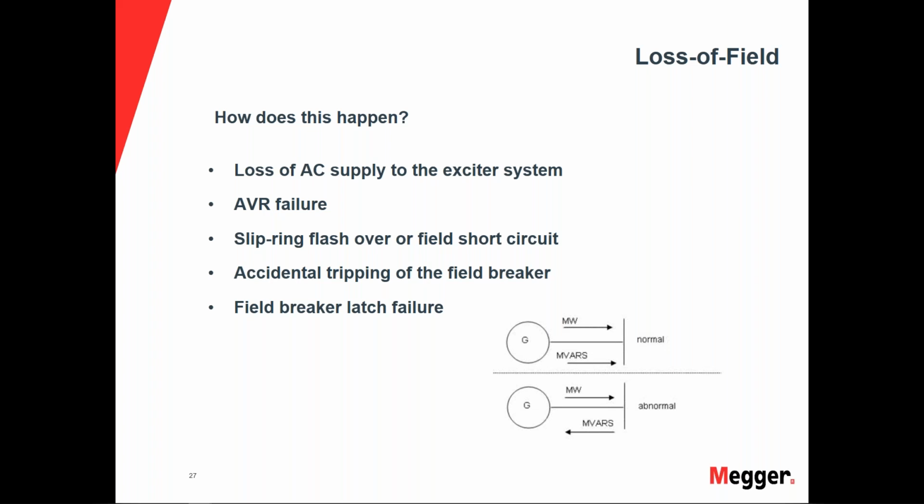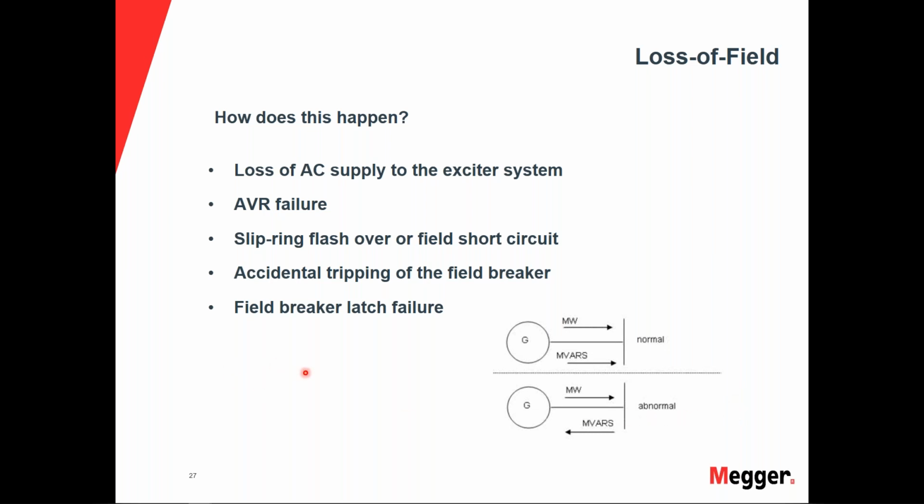We also have slip ring flashover or a short circuit in the field, and then also the accidental tripping of a field breaker. What that can mean is if we're doing maintenance testing or any type of commissioning testing, and we accidentally trip the wrong breaker. If somebody comes out in the field, is on the wrong panel and accidentally trips the wrong breaker, we could get into a very big situation there.